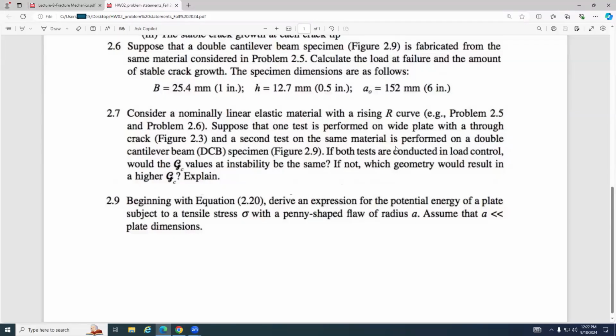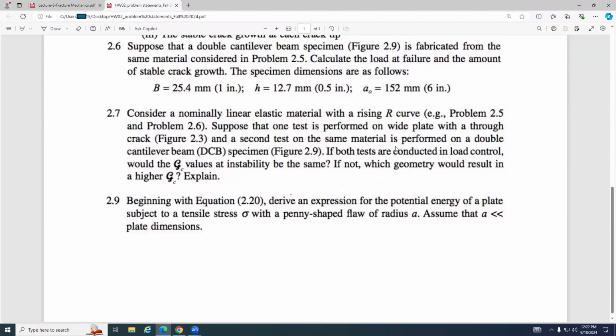However, for the DCB, it is not. For the DCB, you can look at what I gave you last time. For the DCB, G is proportional to A squared. I leave this one to you. For the DCB, I told you one equation. Get that equation, okay?